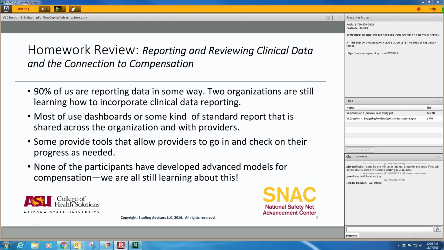But none of the organizations indicated that they had developed advanced models for compensation under new value-based reimbursement models. And that's an area we'll touch on today. And it's certainly a very hot topic and one in which I don't know that any true best practices have emerged, but we'll talk about some and sort of how to think about that challenge and that problem.